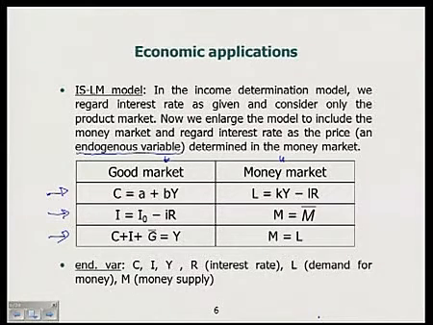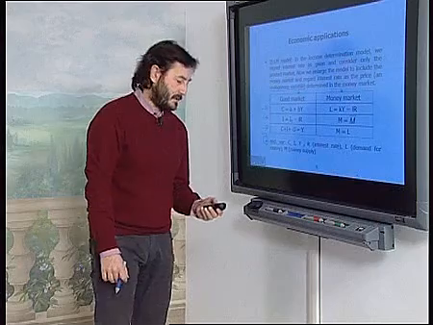We have 3 equations. And in the other column we have the money market and first row L, the liquidity preference, is equal to K times Y minus L times R, and M equal M over market, with the equilibrium condition M equal L. Then the endogenous variables are C, I, Y, interest rate, L the demand for money, and M the money supply.